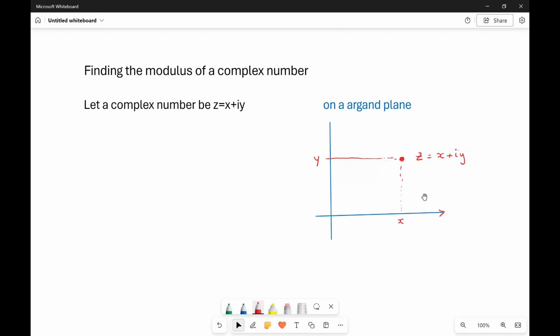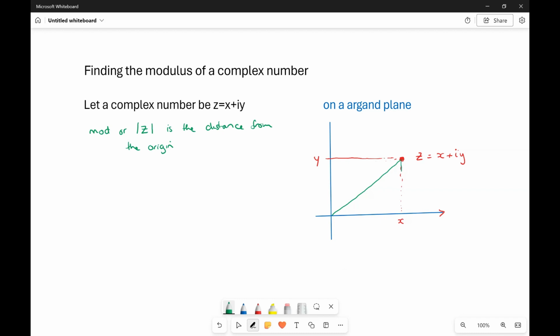Right, what we're going to do is try and find the modulus. So the modulus means that you're going to find the distance from the origin. So the modulus, or we do it like this, is the distance from the origin. That distance there, we're going to find it by Pythagoras' theorem.